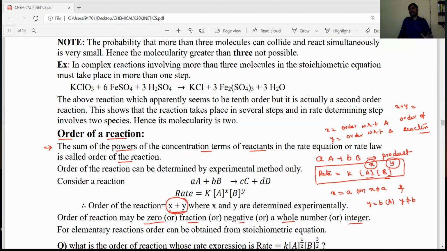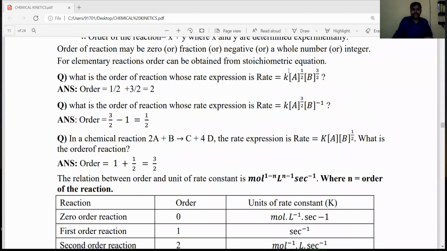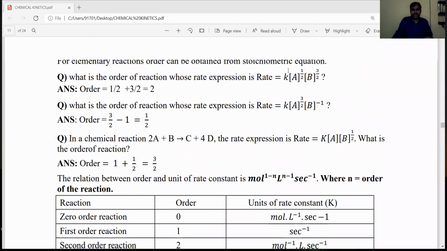Okay, I will give you some examples of how to find out the order. In those examples, I will give the rate law or rate expression. While seeing the rate law, we have to find out the order of the reaction. Okay, dear students? Yes, it's fine. Listen carefully. Let's see one example.